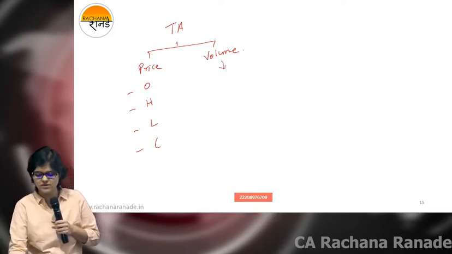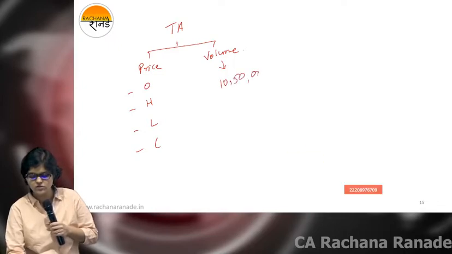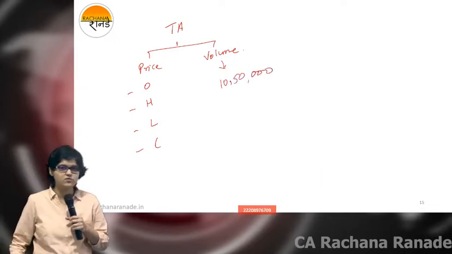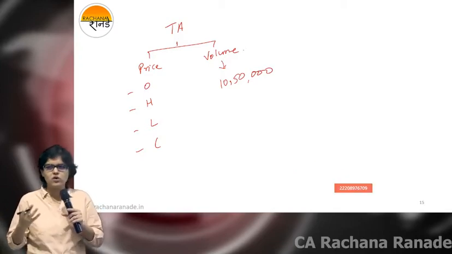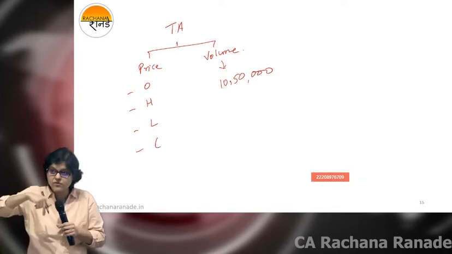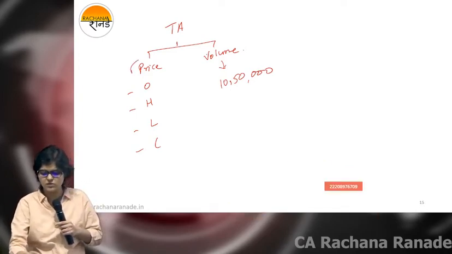Then we talked about the concept of volume. And what do you mean by volume? For example, I say today's volume was 10,50,000 shares. So what is the meaning of 10,50,000 shares volume? Number of shares which exchange hands. So is it 10,50,000 plus 10,50,000 that we have to consider? No, it's in totality. Correct? So that was about price and that was about volume.